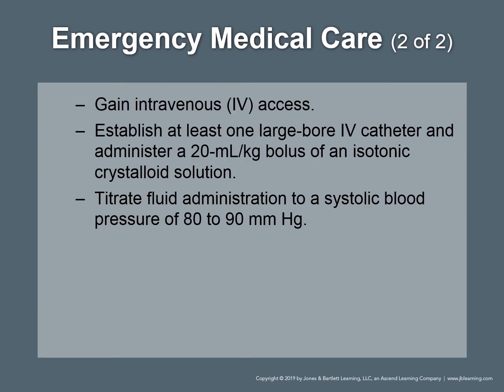Get IV access. This says at least one, but we're establishing 2 large bore IVs, and we give 20 milliliter per kilogram fluid boluses. What we do is we give them in about 500 cc increments, and then we reassess. You want the systolic blood pressure to stay between 80 and 90. That's called permissive hypotension. And we talked about in other chapters, running the blood pressure up too high will dilute the blood and blow those clots out. So by maintaining a blood pressure of 90 to 100, we're maintaining a blood pressure that's just adequate enough for perfusion, while we're trying not to blow those clots out or dilute the blood.